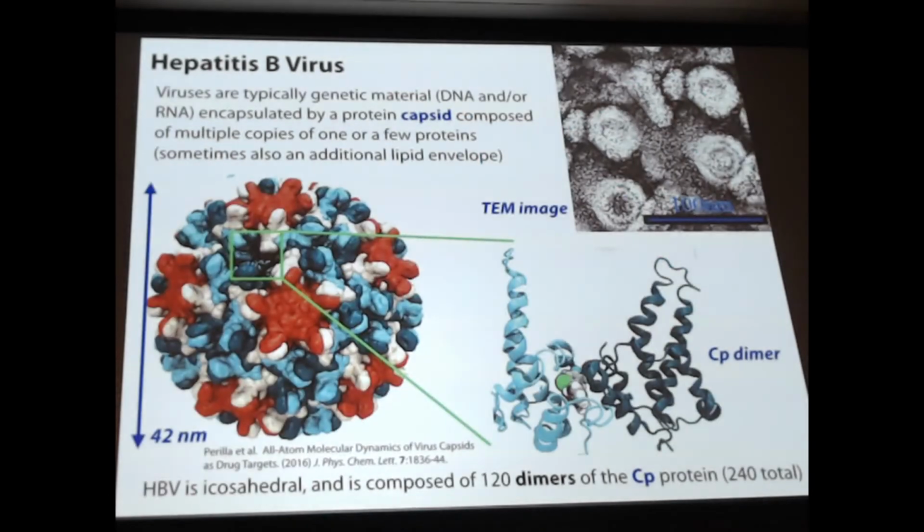Okay. So of course, I do molecular dynamics simulations, so I think about things on the atomistic scale. So here is an example, a nice image from my colleague, Juan Perea at University of Delaware, of the hepatitis B virus capsid. It's about 40 nanometers, and it's composed, like all viruses, of one or a few proteins, in this case just one protein called capsid protein, replicated 240 times, or 120 dimers. So it looks something like this.